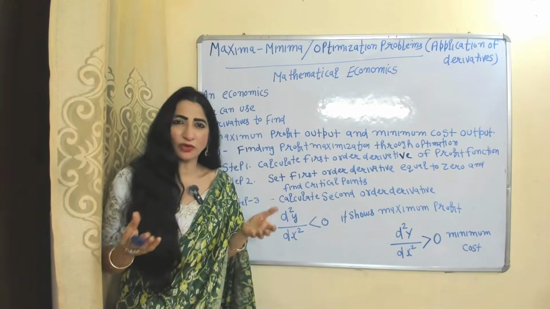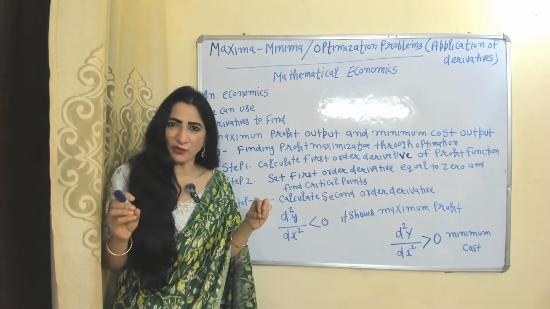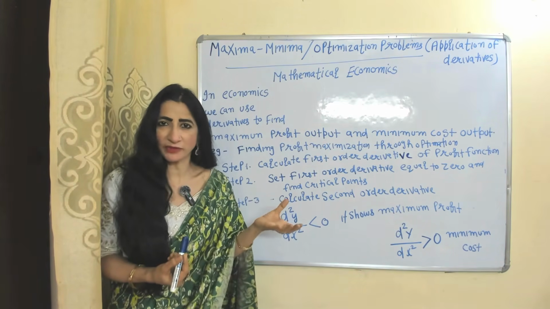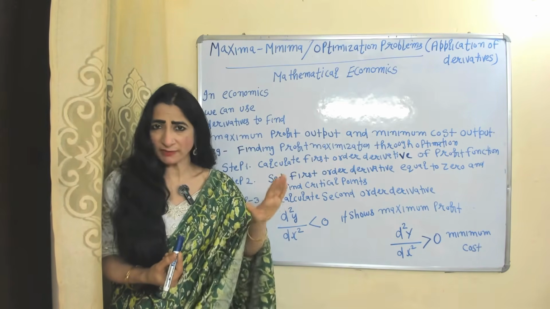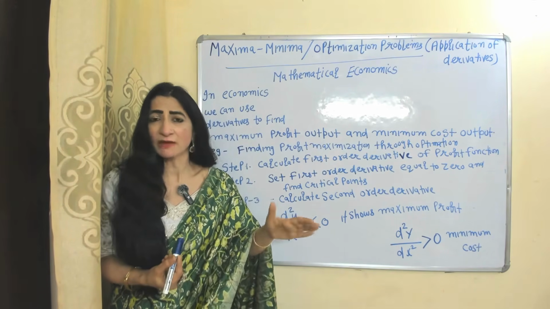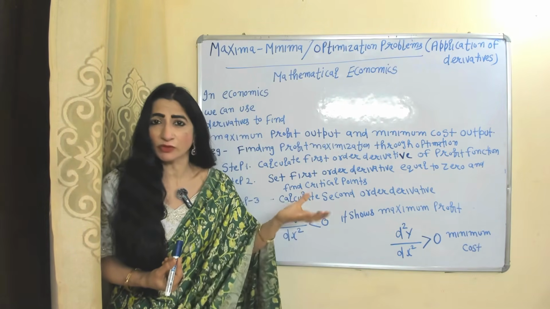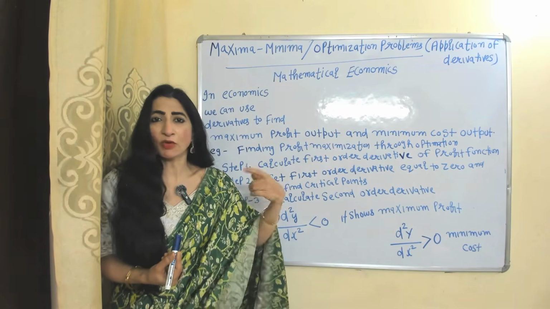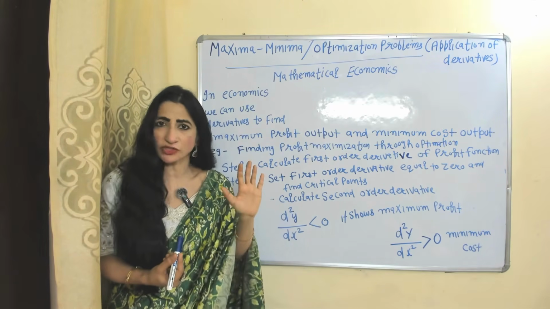Today we are going to talk about how to find out maxima and minima through derivative. As we know, finding maxima and minima are an important part of optimization problems. Producers want maximum profit and minimum cost, but how can we find the maximum profit output and minimum cost output? In economics, we use derivatives in order to find them.